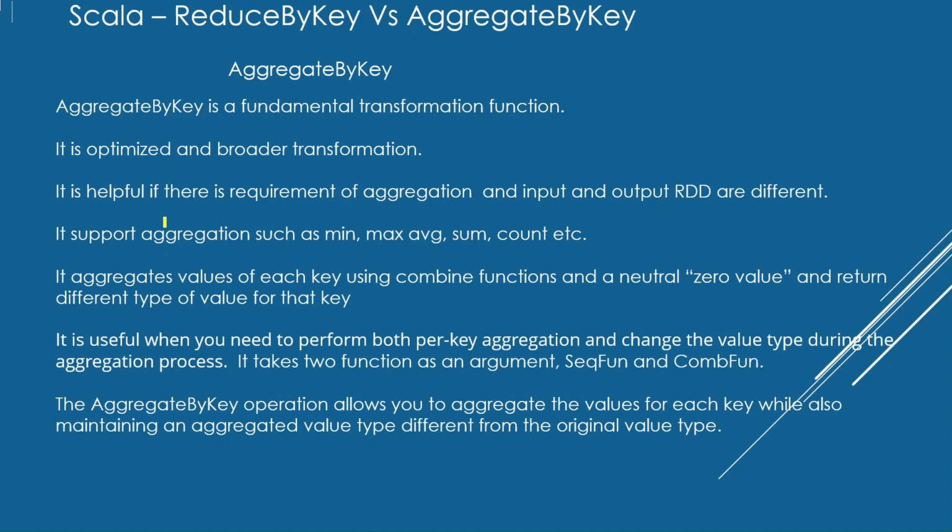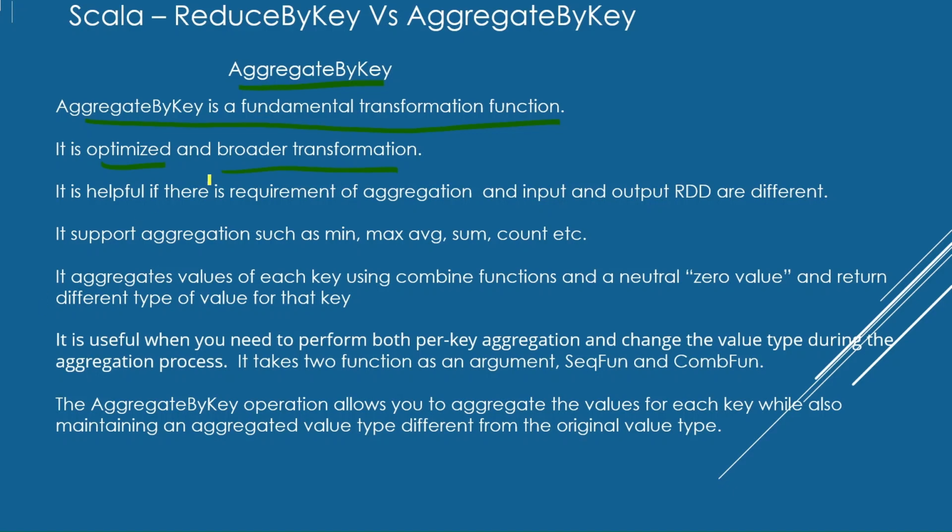Now let's discuss aggregateByKey. So aggregateByKey is a fundamental transformation function, one of the transformation functions you use many times. It is optimized and it's a broader transformation. It is also an optimized transformation because the shuffling is taking place at the last stage of the transformation, and the aggregation function is generally applied on each and every partition first. And it is a broader transformation. Broader transformation means data is going to shuffle across executors over the network.